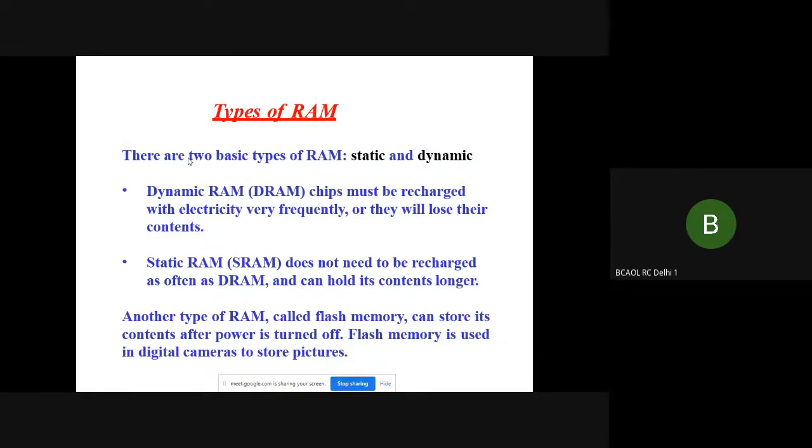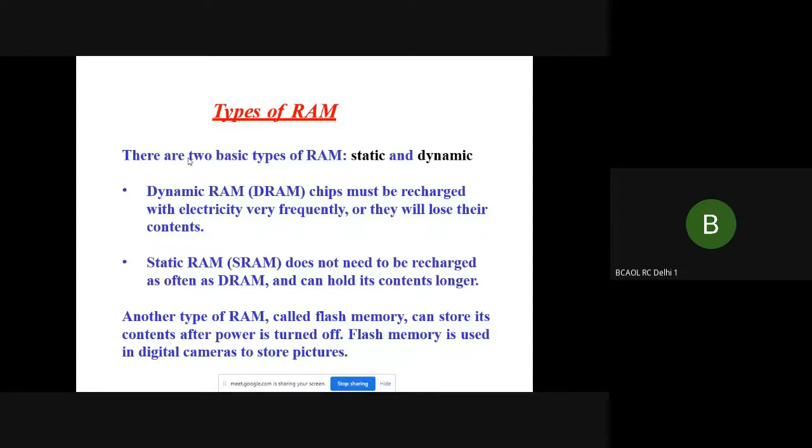Types of RAM I have told you, static and dynamic. Dynamic RAM chips must be recharged with electricity very frequently, or they will lose their content. And static RAM does not need to be refreshed as often as DRAM and can hold its content longer. Right. The same thing I told you.